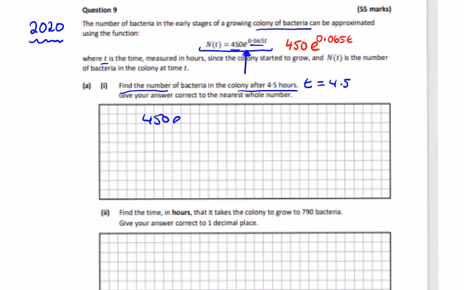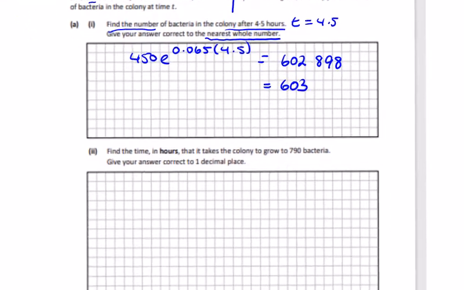450 E to the power of 0.065 by 4.5, and put it exactly like this into your calculator, and you're going to get 602.898. Round it, and we're asked to the nearest whole number, so that's going to be equal to 603.